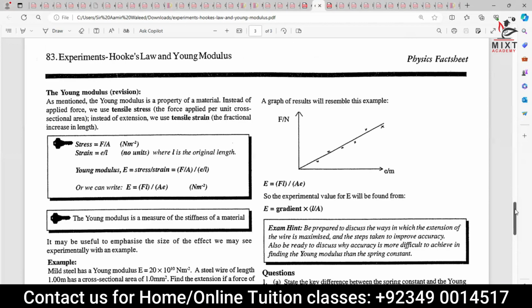Mild steel has a Young modulus E equal to 20 into 10 raised to the power 10 Newton per meter square. A steel wire of length 1 meter has a cross-sectional area of 1.0 millimeter square. Find the extension if a force of 100 Newton is applied to the wire. The formula is the same, which is written right there. You have to just use the formula. But one thing is important: you need to have all the units in one system.